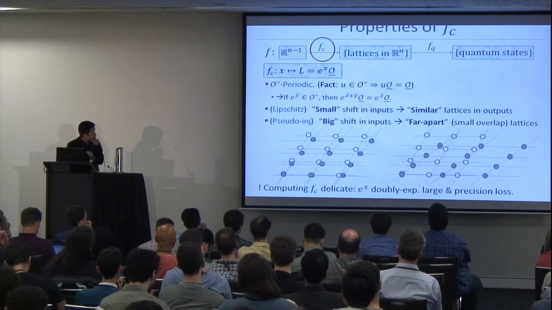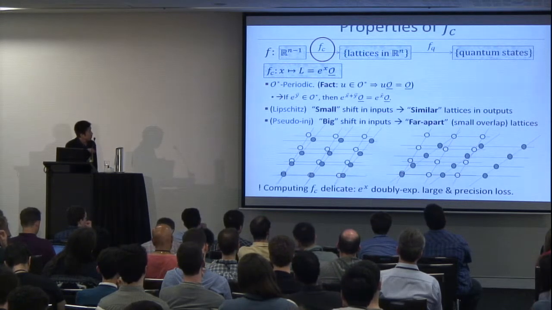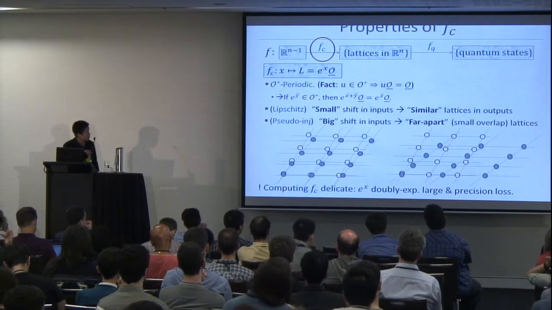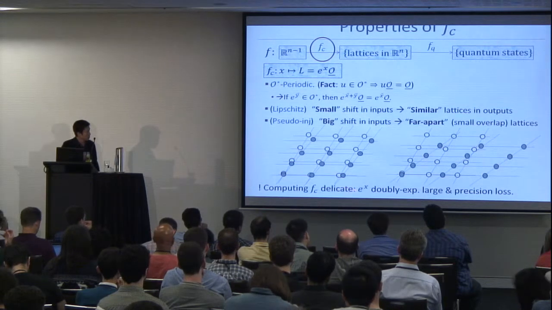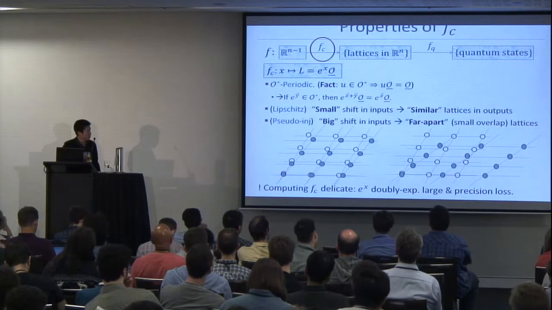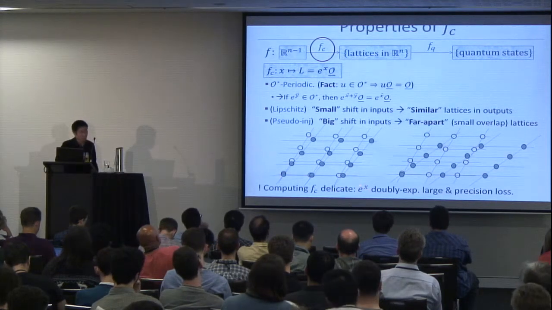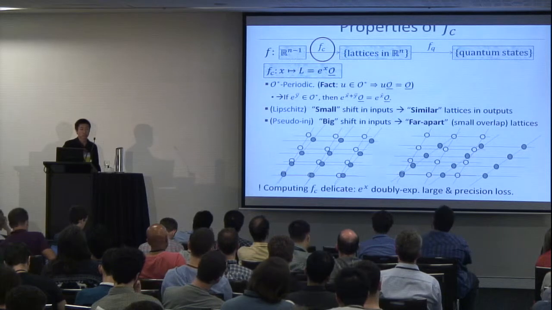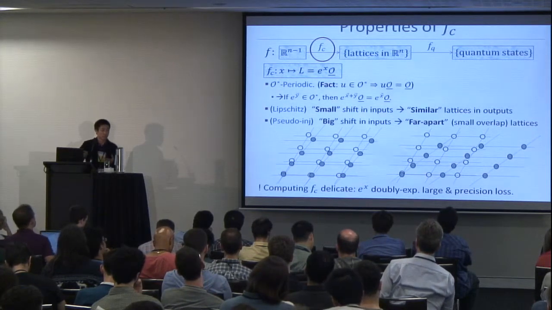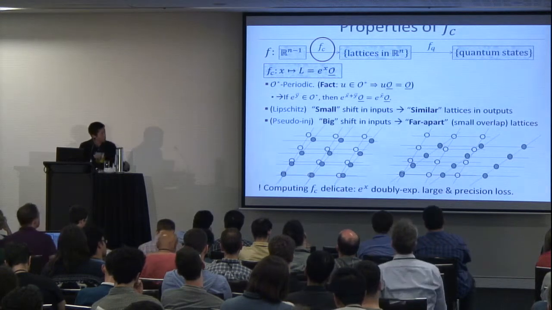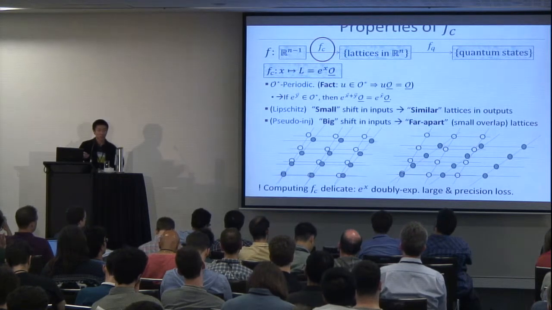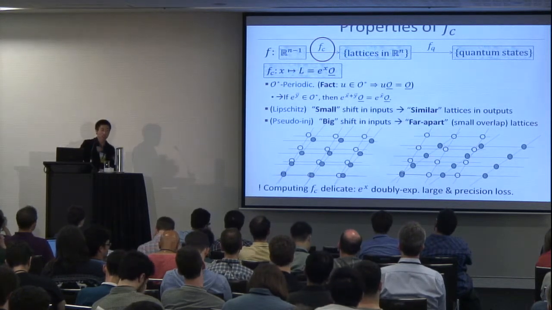We still need to compute the function f sub c efficiently. I'm not going to explain this in the talk, but I want to point out that this is quite tricky. For starters, e to the x will be doubly exponentially large, so we cannot afford doing the multiplication naively. And to make things worse, since we are dealing with rational approximations to real numbers, we need to carefully control the precision loss in every step of the computation.